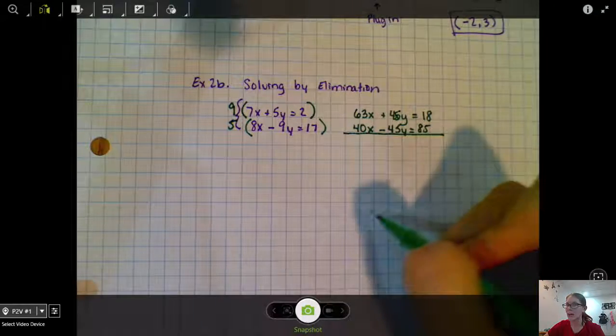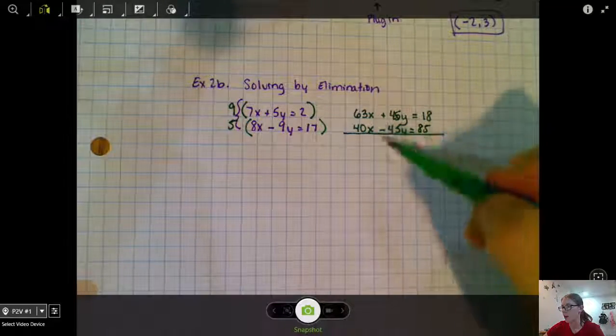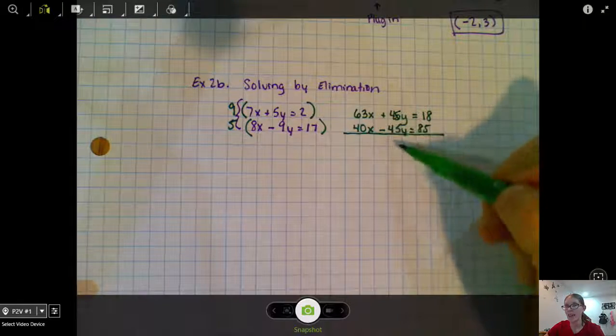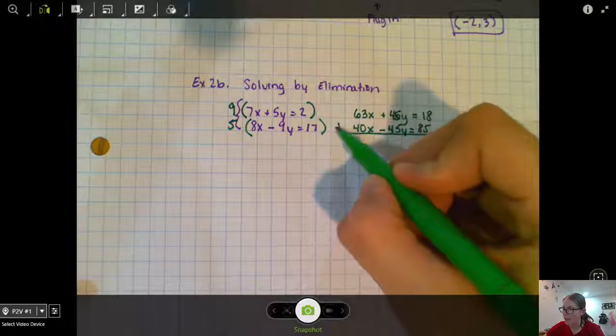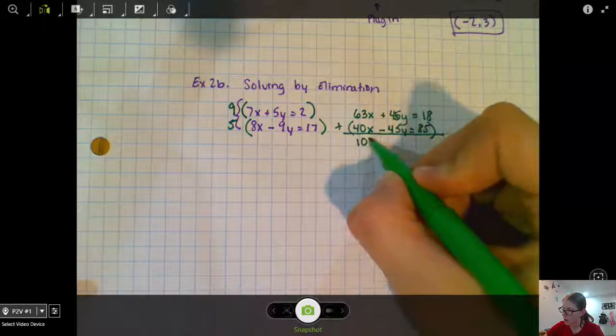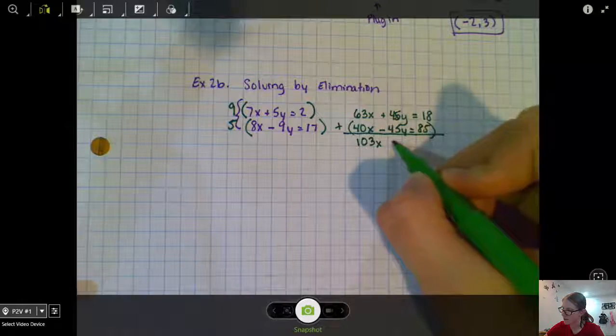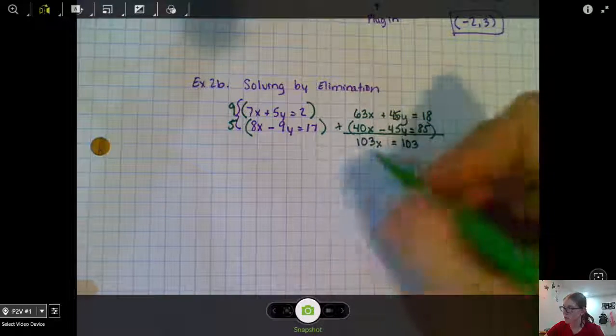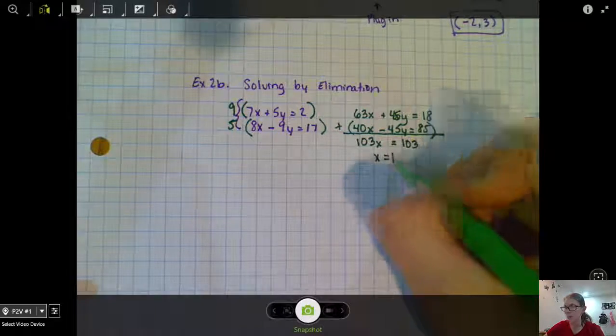And now let's think, do we need to add or subtract my equation straight down? Well, if I want my y's to eliminate, I have a positive 45y and a negative 45y. I add these straight down. So that gives me 103x equals, hey, that's nice, equals 103. So divide both sides by 103, x equals 1.